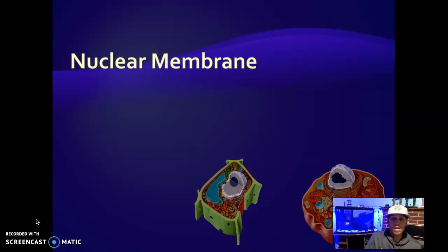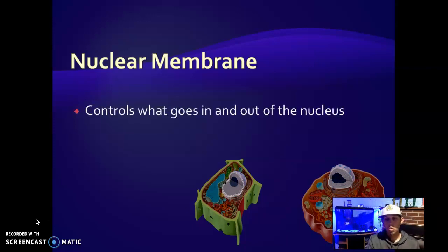On the outside of the nucleus is the nuclear membrane. So again, it is only found in the plant and animal cell because they have a nucleus. It is not found in a prokaryotic cell because that does not have a nucleus. Its job is to control what goes in and out of the nucleus. You've noticed it has almost the exact same job as the cellular membrane, but instead of deciding what can go into and out of the cell, it's what can go into and out of the nucleus.